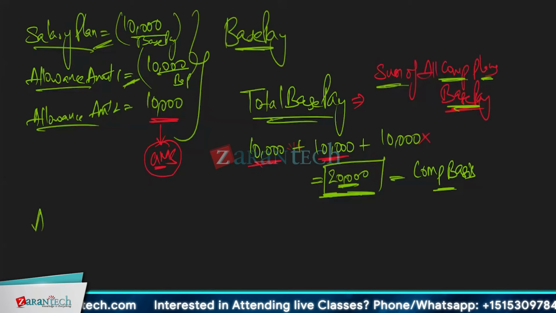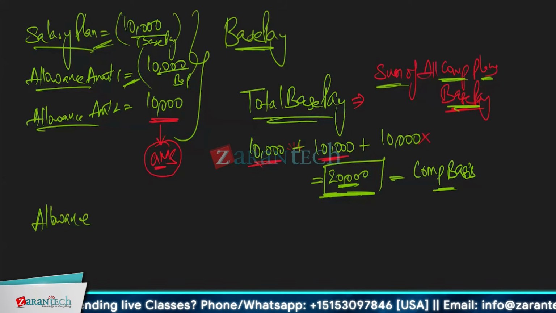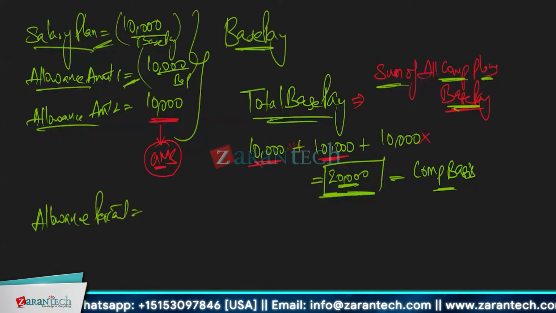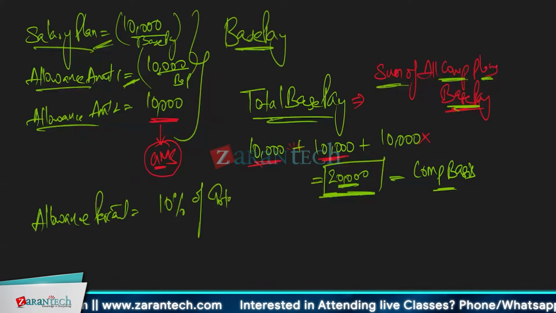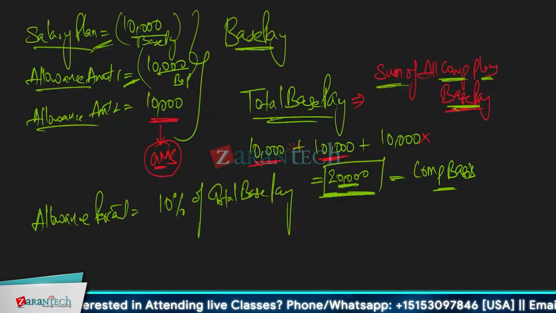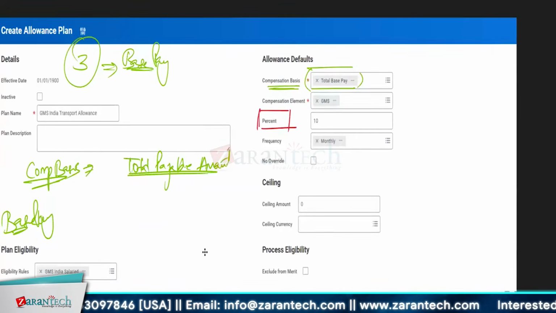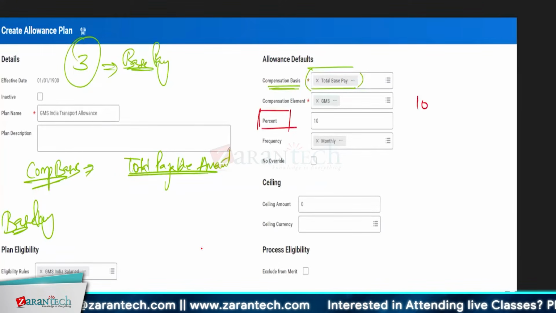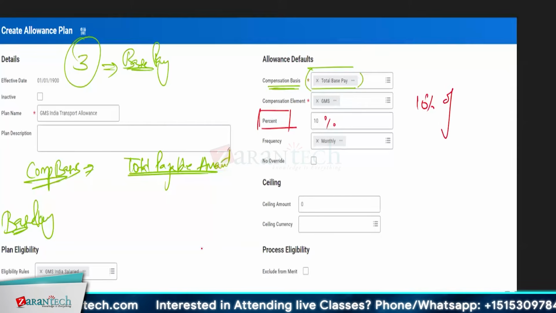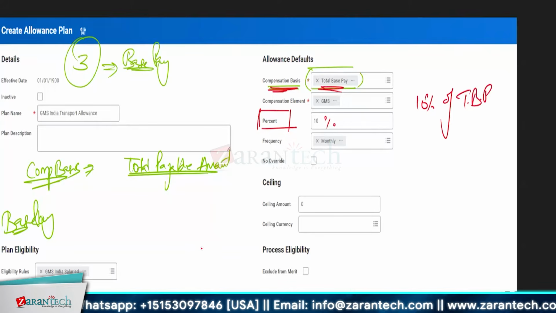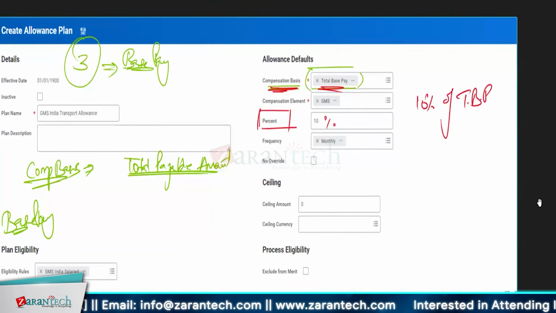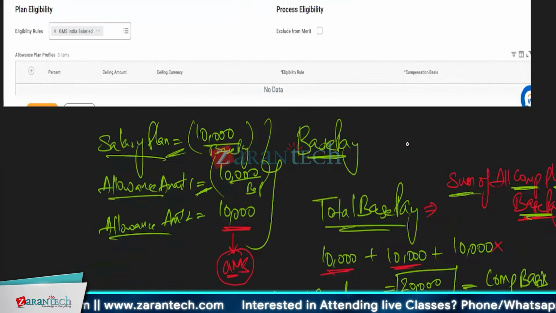Now we created an additional allowance plan, and this is a percentage based allowance plan. I'm saying 10 percentage of total base pay. Here I'm saying I want 10 percentage. I want 10 percentage of what? The comp basis is total base pay. What is total base pay here? In this particular case, based on this definition here, I'm getting a total base pay of 20,000.